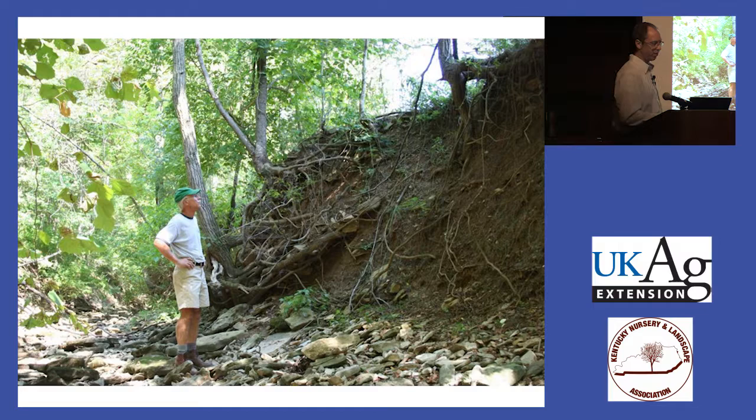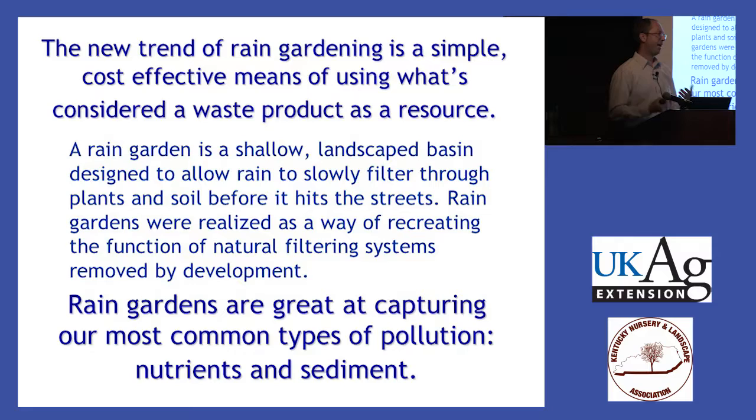This is here in Cove Spring Park in Frankfort, a big eroded gully that we worked on there. So what we're doing with the rain gardens is trying to find a natural kind of remedy of sorts to address some of the runoff problems that we have. A rain garden is basically a shallow landscape basin. We want water to infiltrate into the soil. We want to slow it down, spread it out, soak it in, and store that water in a landscape basin.